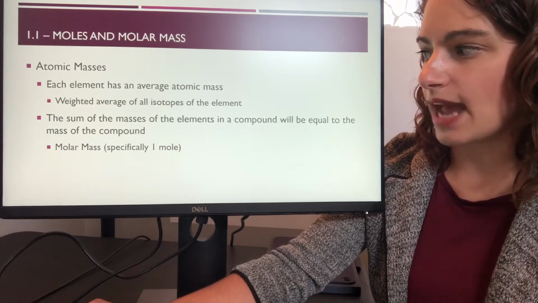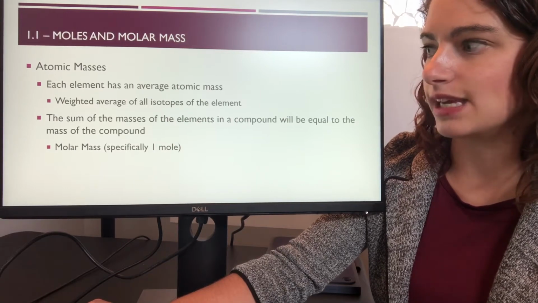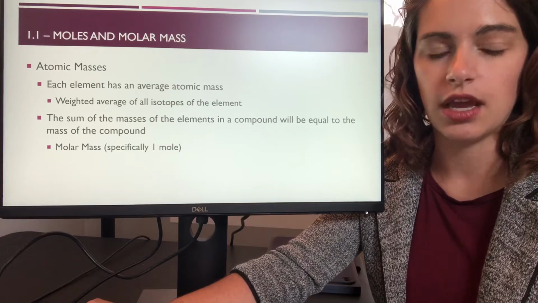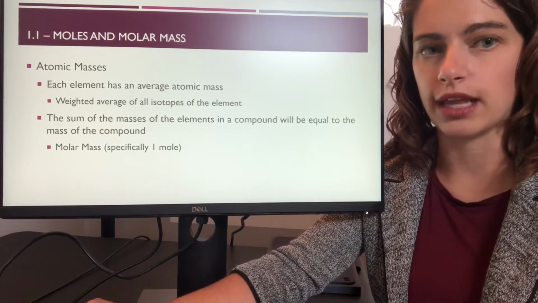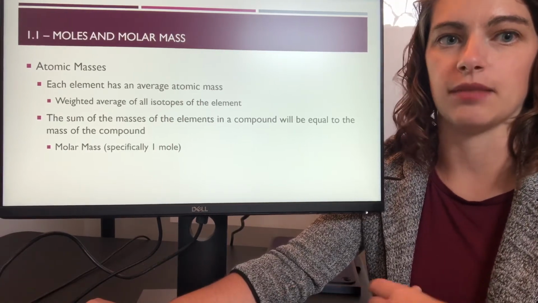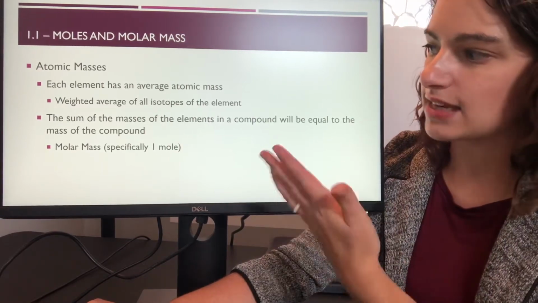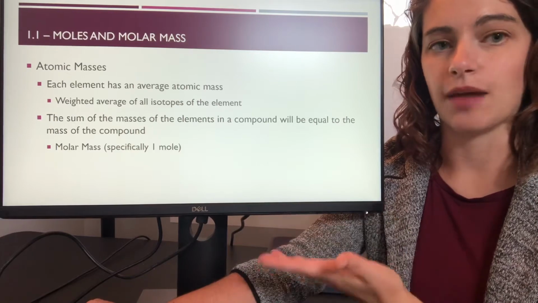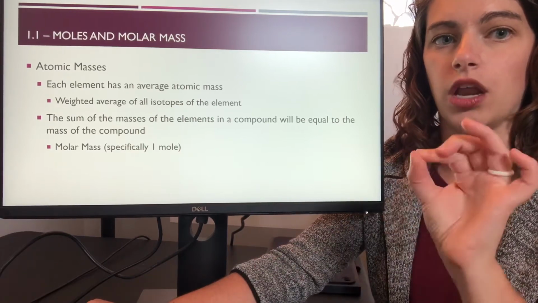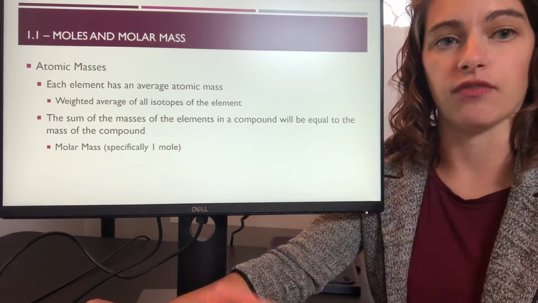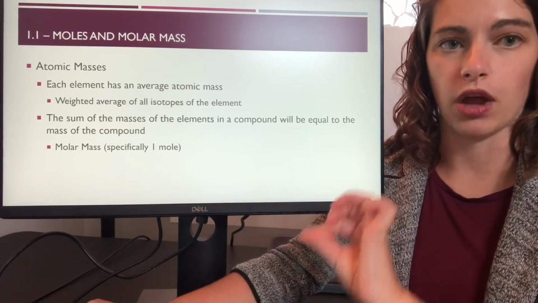And the sum of the masses of the elements in a compound will be equal to the mass of the compound. This is just where you're adding up all the parts. If you have one sodium and one chlorine, the mass of your sodium chloride is going to be the mass of the sodium plus the mass of the chlorine. And that tells you your molar mass. That mass is specifically the mass of 1 mole of that substance. So therefore you know the average mass per 1 mole.